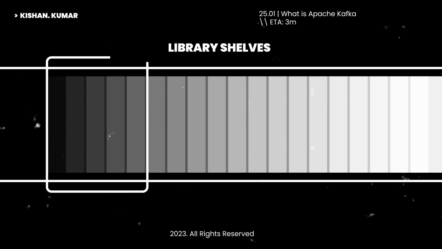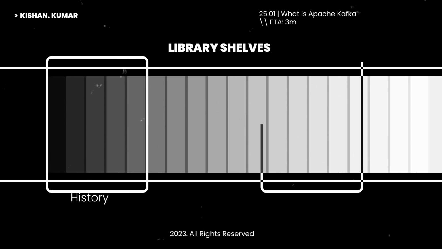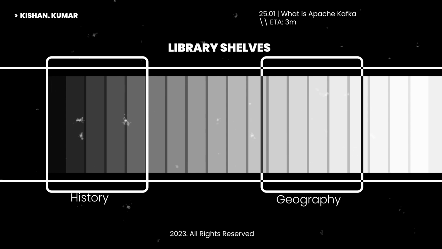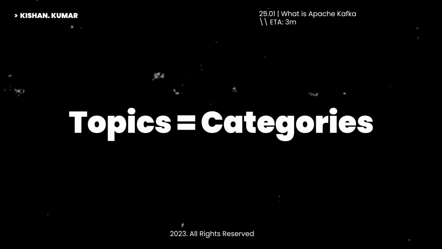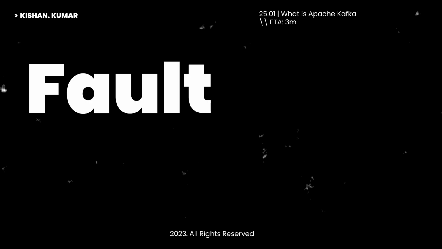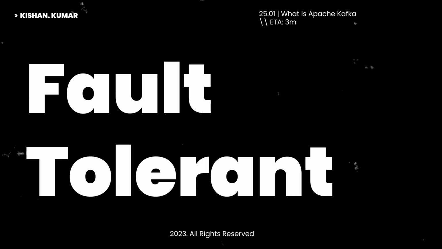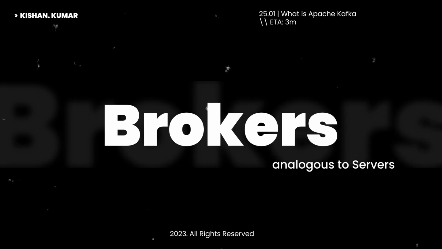In Kafka, we have what's called topics. These are like shelves in a library, and they're used to organize data streams. Each topic can be thought of as a category for the data being processed. Just like a good librarian, Kafka is always available to help. It's designed to be fault tolerant, so it can keep running even if something goes wrong. In Kafka, we have what's called brokers that work together to keep the system running.